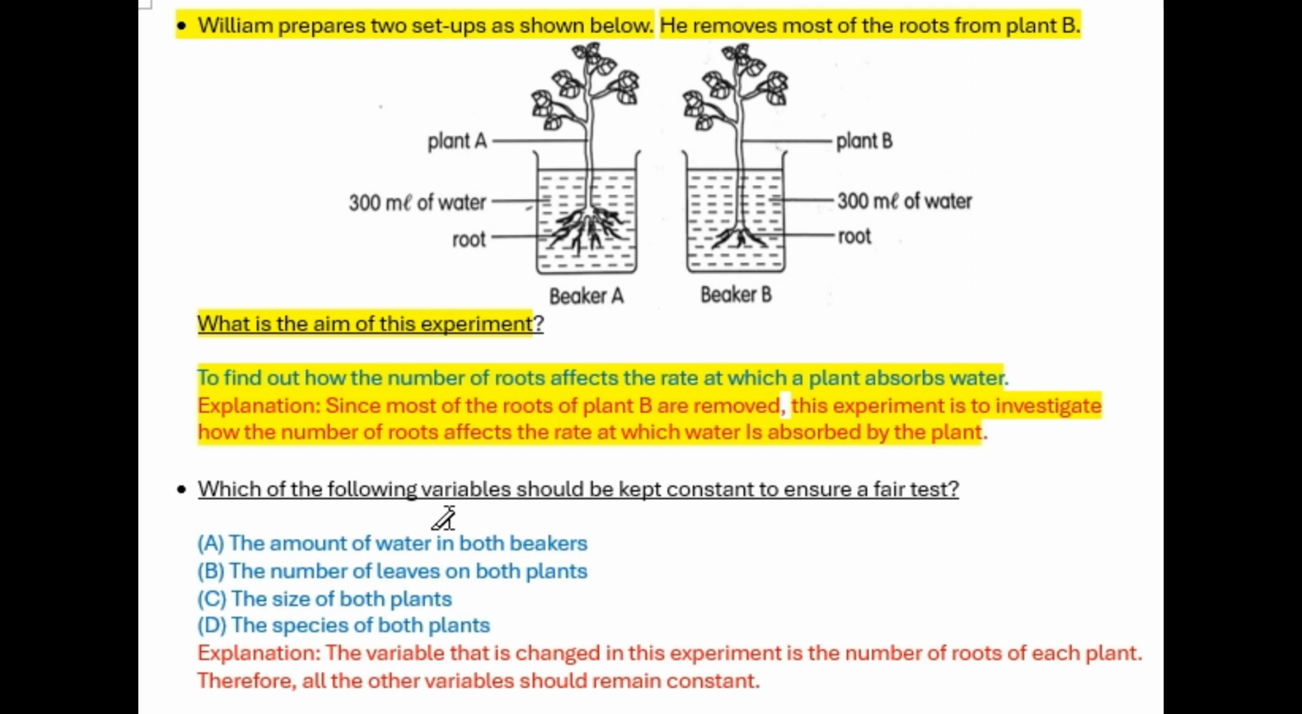Which of the following variables should be kept constant to ensure a fair test? A. The amount of water in both beakers. B. The number of leaves on both plants. C. The size of both plants. D. The species of both plants. Explanation: the variable that is changed in this experiment is the number of roots of each plant. Therefore, all the other variables should remain constant.